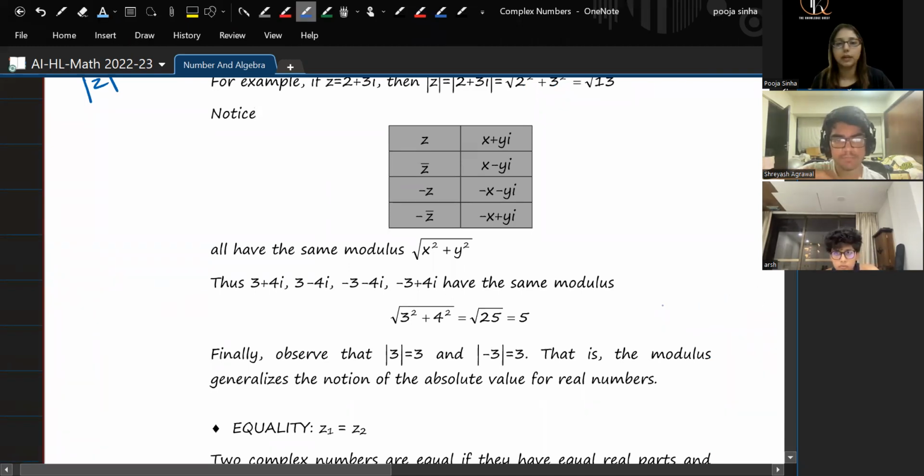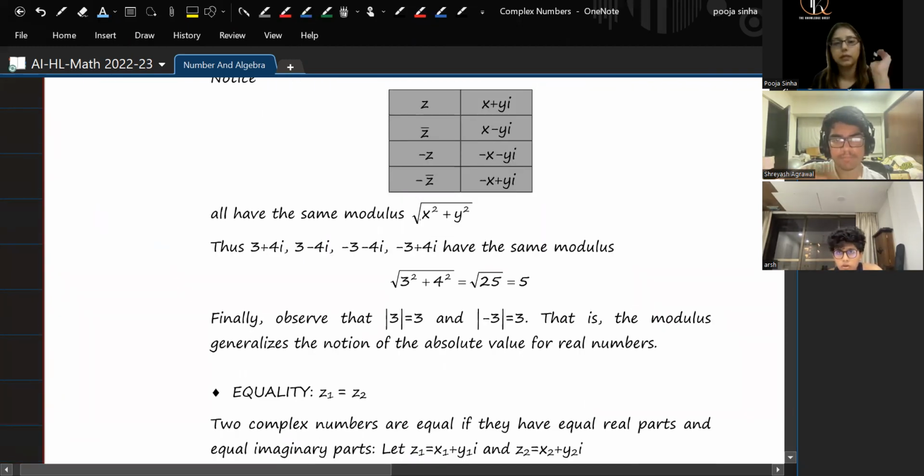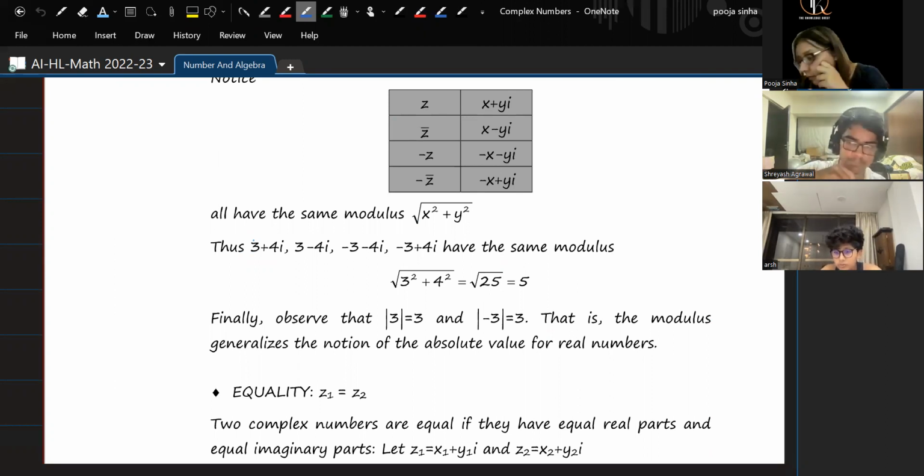Miss, I sent you 2 things on WhatsApp. Miss, these are a few questions on linear equations that I have to do, and I'm having a hard time with the 11th one. Okay, we'll do that later.